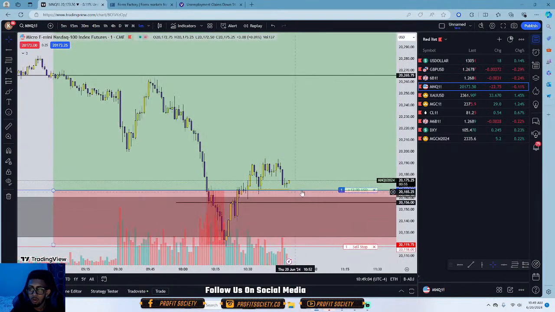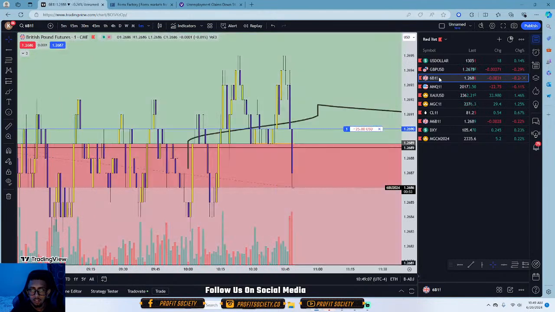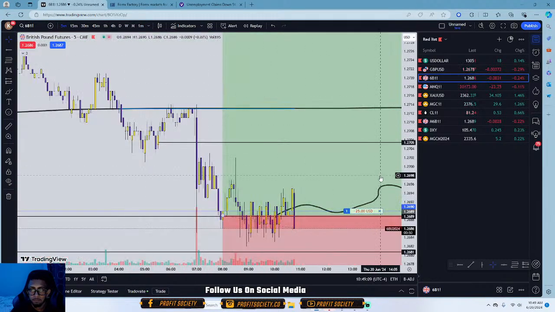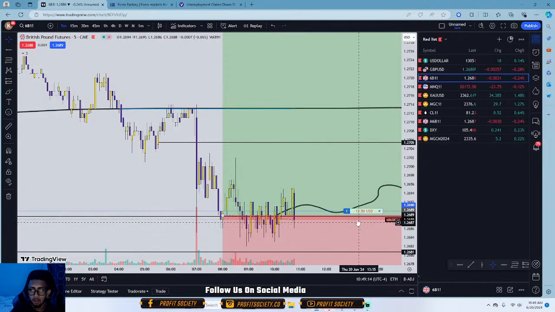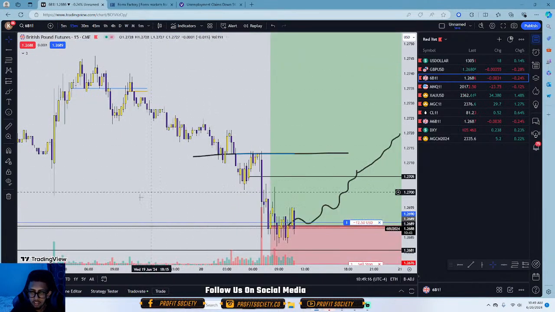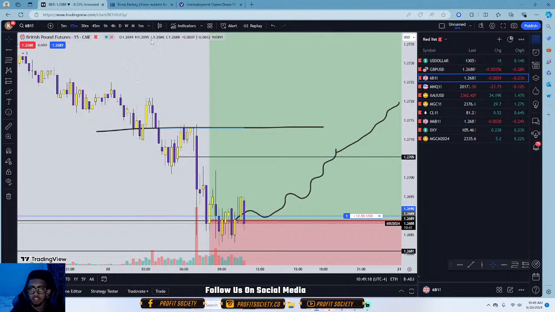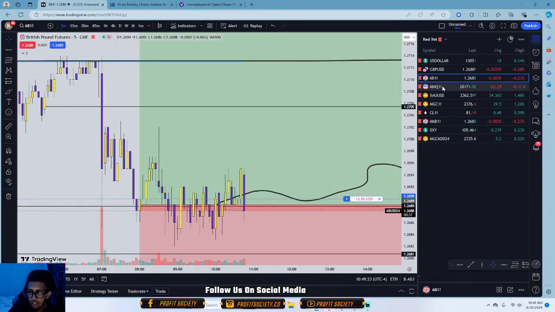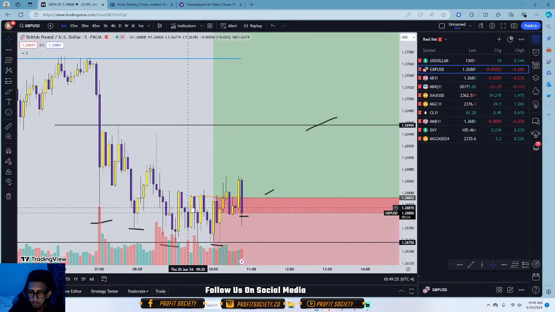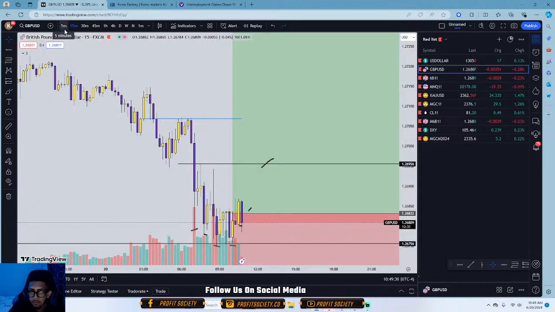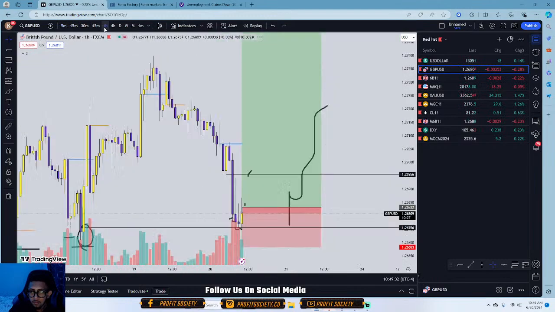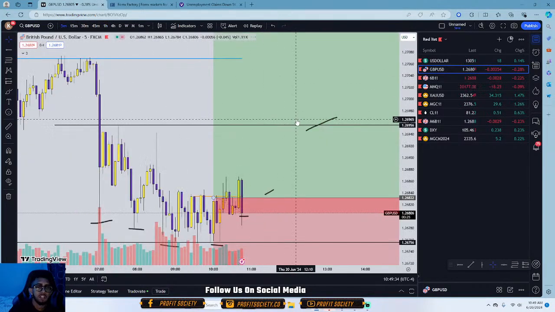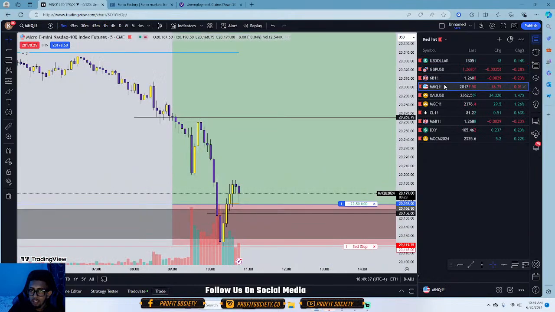I might still hold the Nasdaq though. But this GBP USD, we're gonna go ahead and close out if this 5-minute candle closes like this. Let's see if we could just close out at a break even so we don't take a loss or anything like that. I haven't really touched it yet, but let's see.